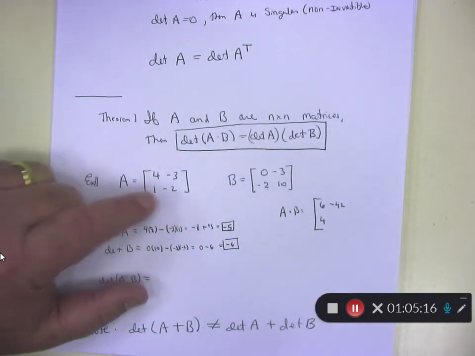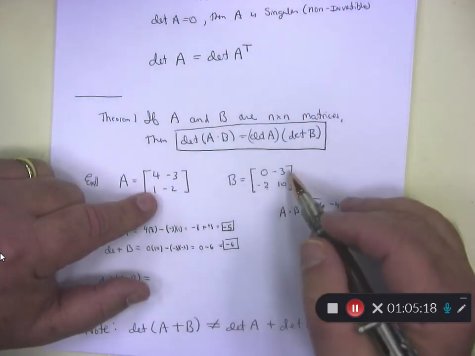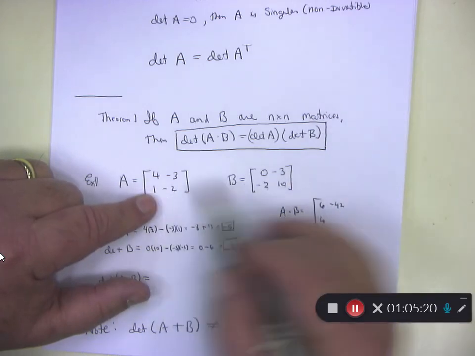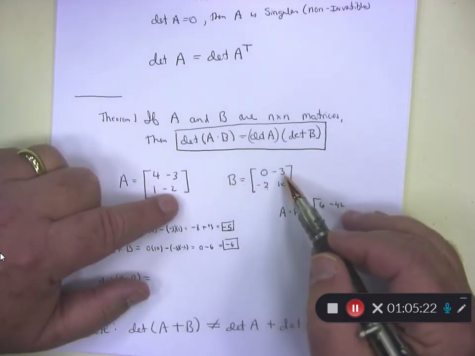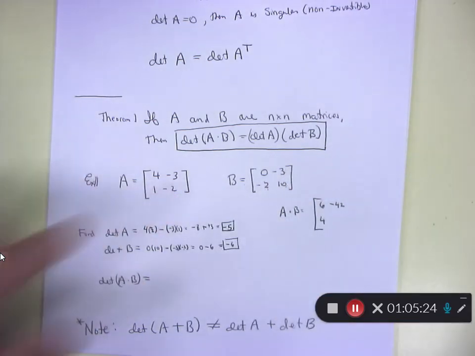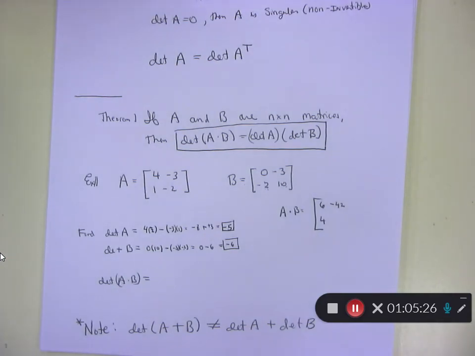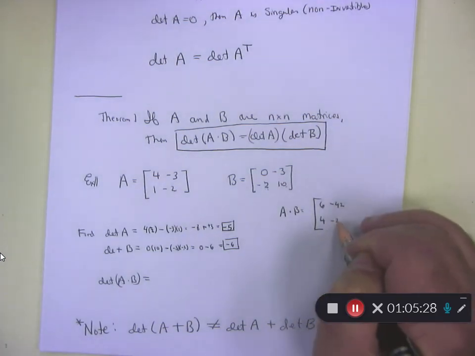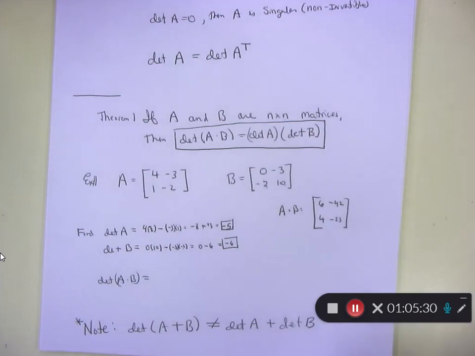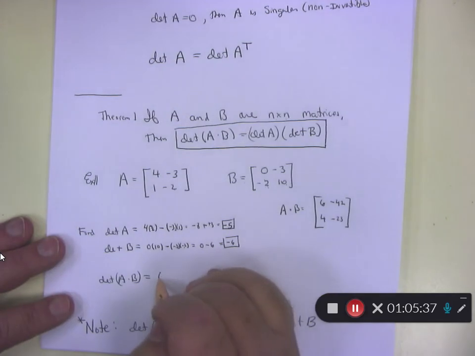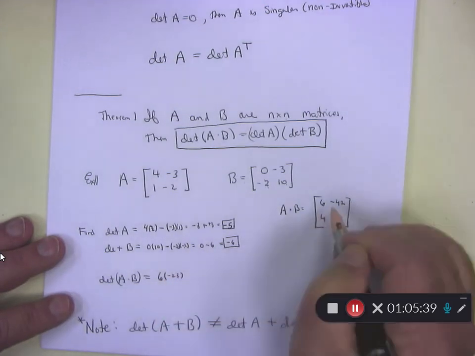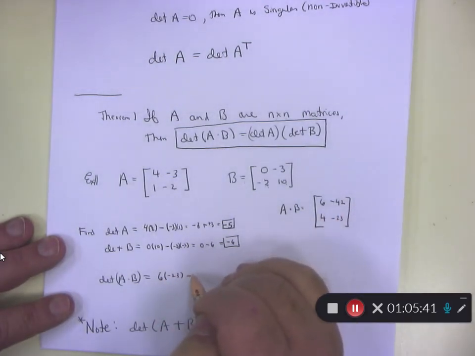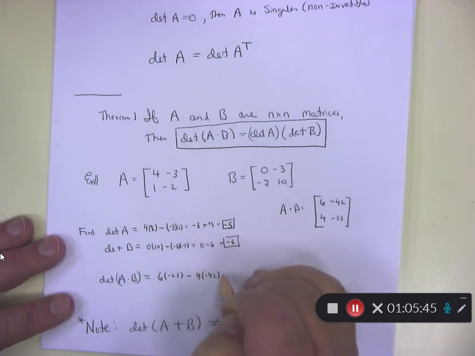And then last row, last column here. 1 times negative 3 is negative 3. Negative 2 times 10 is negative 20. Minus 3 minus 20 is minus 23. That's what A times B is, right? What is the determinant of A times B? It's going to be 6 times negative 23, main diagonal, minus off diagonal, 4 times negative 42.